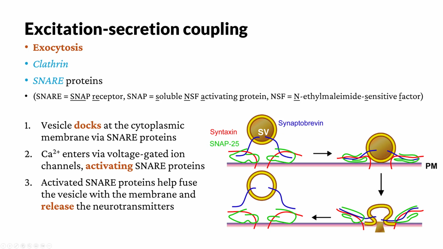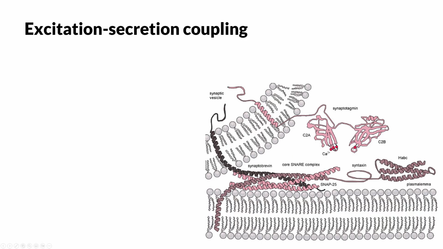The process of SNARE proteins is in short like this. Firstly, the vesicle binds to the SNARE proteins on the cytoplasmic membrane. Then, calcium ions enter the cell, and finally, due to the triggering of calcium ions, the vesicle fuses with the cytoplasmic membrane and releases its content. Let's take a look in more detail.